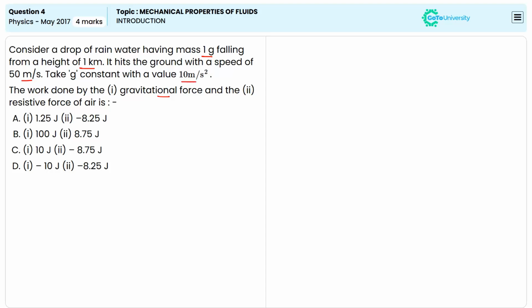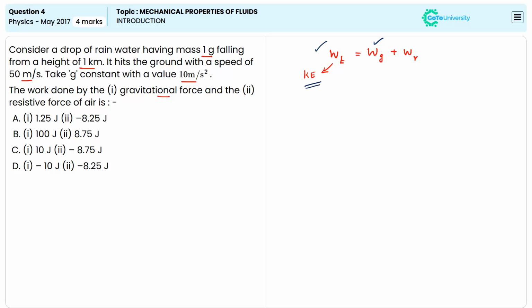So the total work done on the raindrop will be equal to its change in kinetic energy. So here we can say the total work done will be equal to kinetic energy. And this total work done is the sum of work done by the gravity and the work done by the resistive force. But there is no detail about the work done by the gravity and work done by the resistive force. And we don't have a value of kinetic energy also.